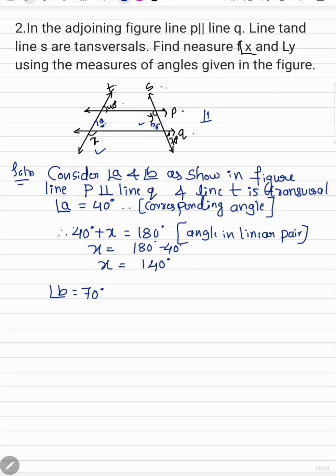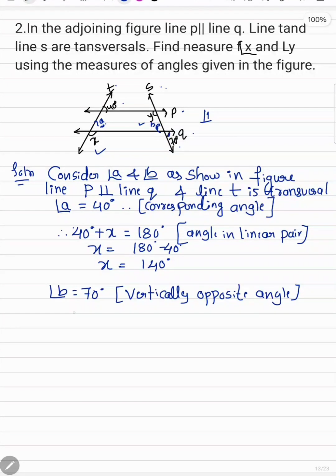B is 70 degrees. Why? Which value is there? 70. B's value is 70 degrees because it is a vertically opposite angle. B is the vertically opposite angle, and its value is 70 degrees.